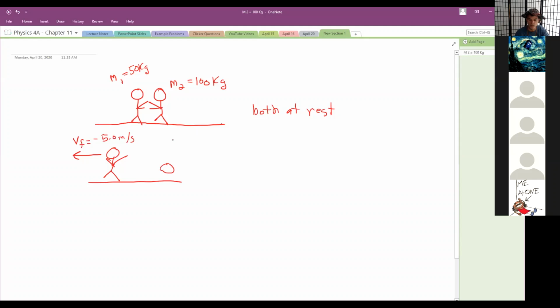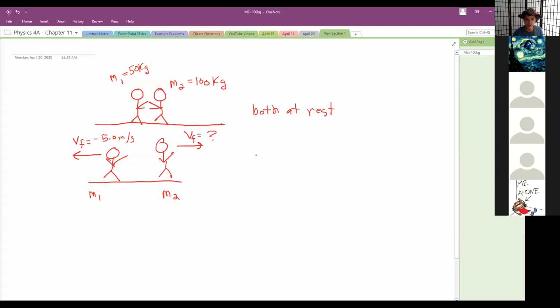The question is, how fast would this person be moving afterwards? So you've got two people at rest, sitting on a frictionless pond, let's say an icy pond. They push off each other. The person with mass m1 ends up moving to the left at 5 meters per second afterwards. How fast is the person of mass m2 moving? So the way you do these momentum problems is this.